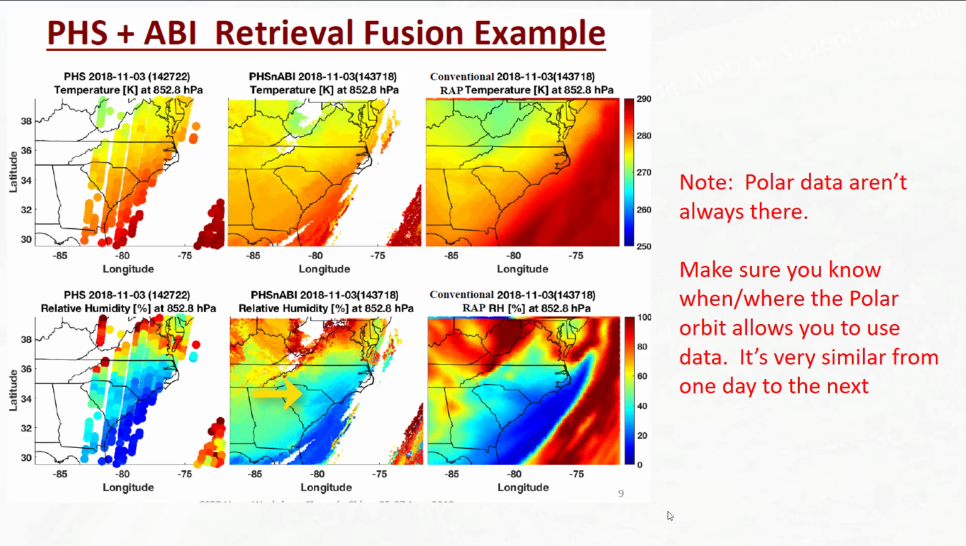Polar data can alter the initial fields. This can be especially important where clouds are not present because small-scale variability in the moisture distribution that can be important as convection develops can be observed by the polar hyperspectral data.